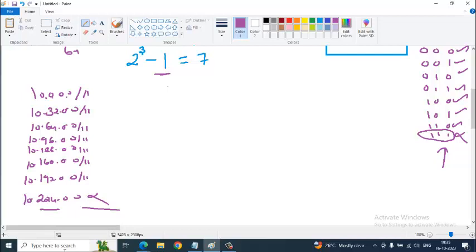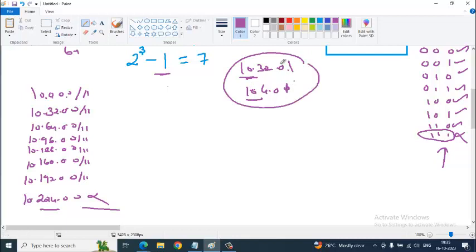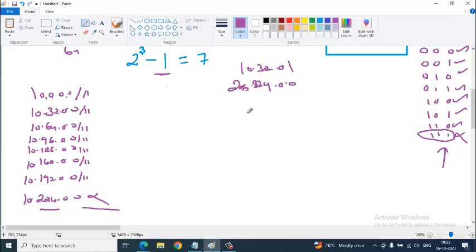Subnet mask is very important. See, when I have 10.32.0.1, if I don't write the subnet mask, what will they think? They'll think only this is the network. 10.64.0.1, what will they think? They'll think both are the same network. Why? Because the mask is not specified. But when you write 255.224.0.0, what is 224? Because of the 3 bits.